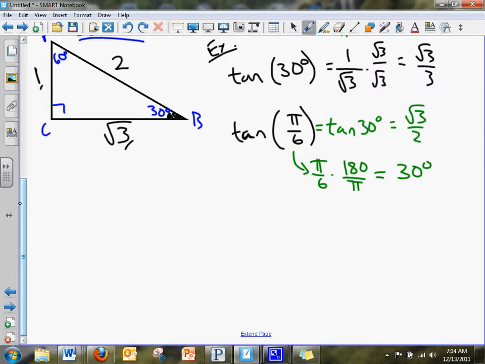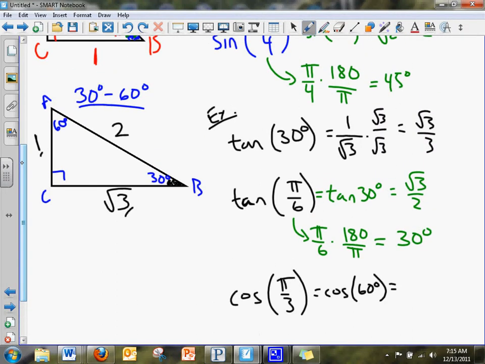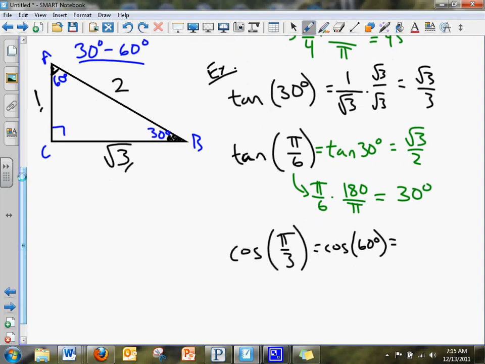One more example. Let's do cosine of pi over 3. Okay, pi over 3, if we convert it, is the same as cosine of 60 degrees. So if we're doing cosine of 60 degrees, we have to use 60 as a reference angle. And adjacent is a 1. Hypotenuse 2. 1 over 2. That one works. All right. I feel like that's good enough for the special right triangles.